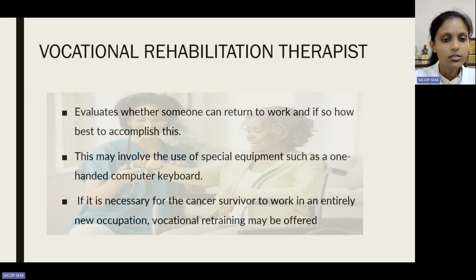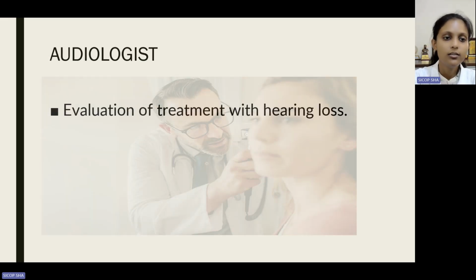Next is the audiologist. The audiologist evaluates and treats anything related to hearing or hearing loss.